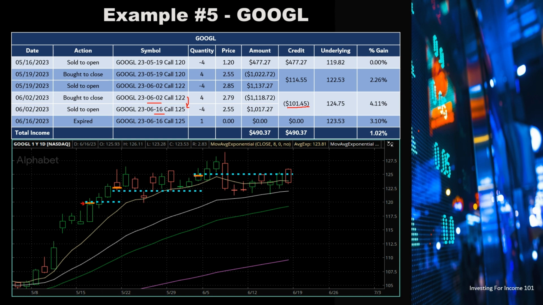So after 2 weeks, Google actually closed way below my strike price of 125. So the series, of course, expired worthless. I got to keep the shares, and I made some profit along the way.